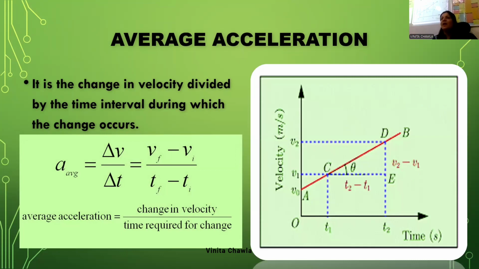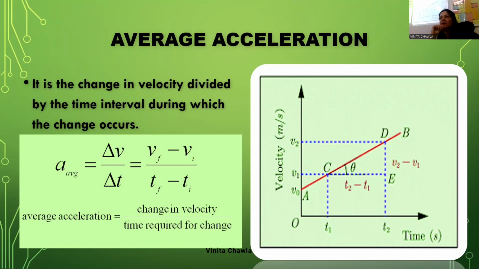Okay. And we have two more terms here, uniform acceleration and non-uniform acceleration. So when is acceleration said to be uniform? The word uniform means constant. If we have equal change in velocity in equal intervals of time, then acceleration is uniform. And non-uniform acceleration means acceleration is not constant, acceleration is changing. So when we have unequal change in velocity in equal intervals of time.